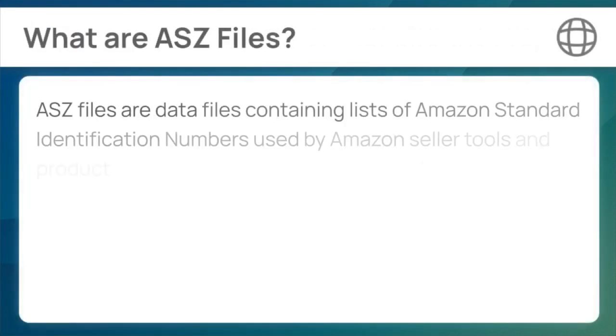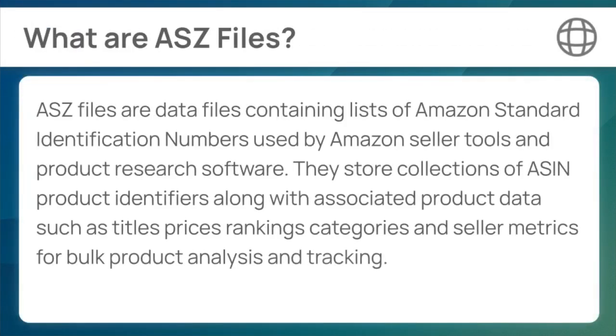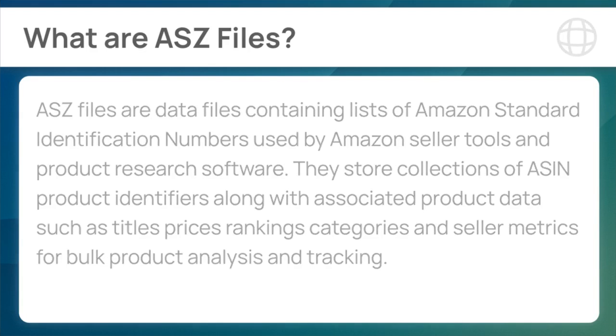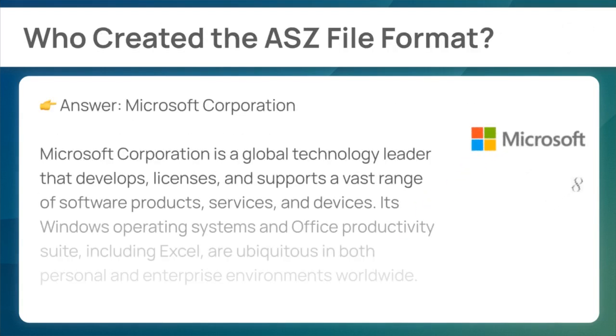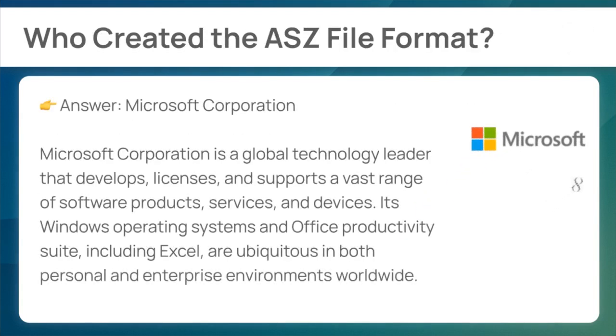ASZ files are data files containing lists of Amazon standard identification numbers used by Amazon seller tools and product research software. They store collections of ASIN product identifiers along with associated product data, such as titles, prices, rankings, categories, and seller metrics for bulk product analysis and tracking.